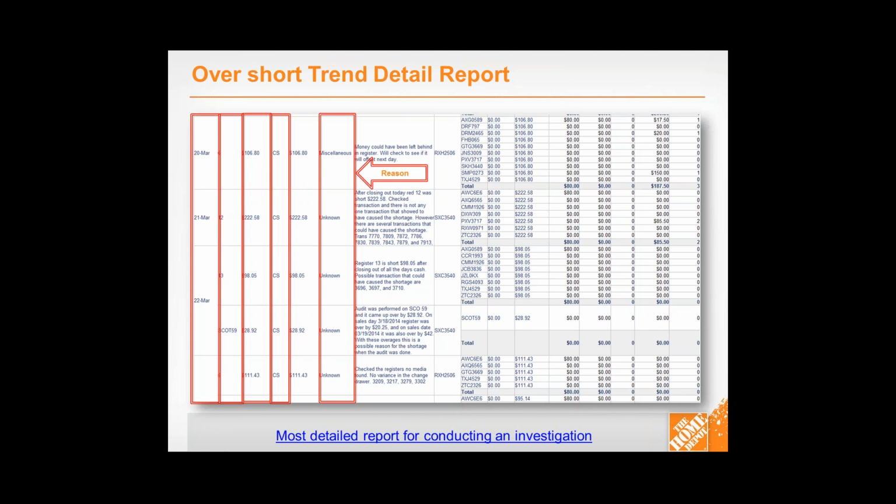Then the reason. And this reason is put in by the bookkeeper. It could be miscellaneous or unknown. Unknown is where you want to start. And then you also have comments that the bookkeeper put in whenever they were reconciling the registers for the day. As you see here, money could have been left behind at the register. We'll check to see if it offset the next day. These are certain comments that you want to pay attention to and look for patterns within the comments, because that could lead you to either a bookkeeper or give you a better sense of who's stealing at the register.